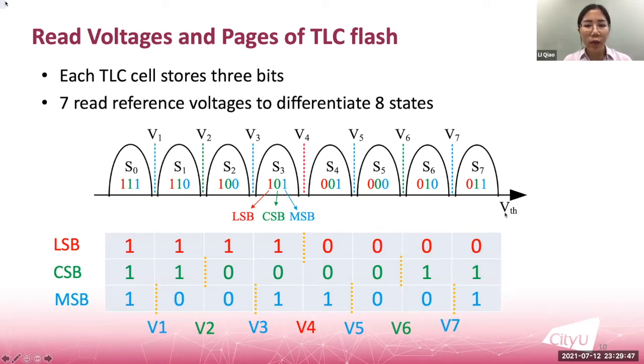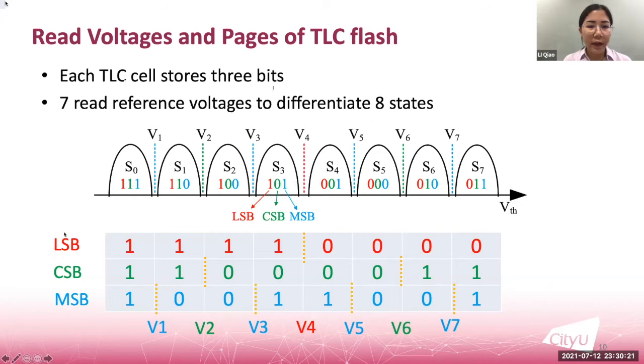Then we discuss the errors introduced by different read voltages. We use TLC as an example. Each TLC cell stores 3 bits, and there are 7 read voltages to differentiate 8 voltage states. Errors could be introduced near every read voltage. For example, these two voltage states may overlap, thus V4 may introduce errors.